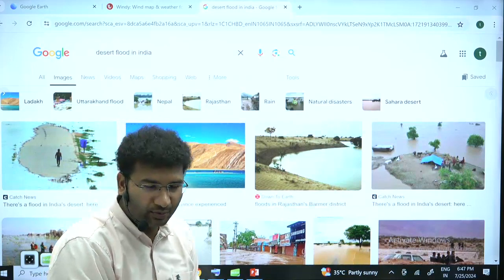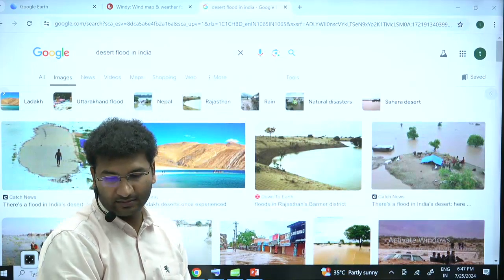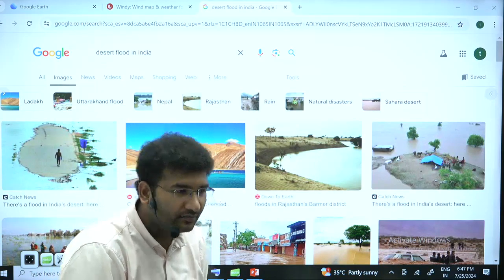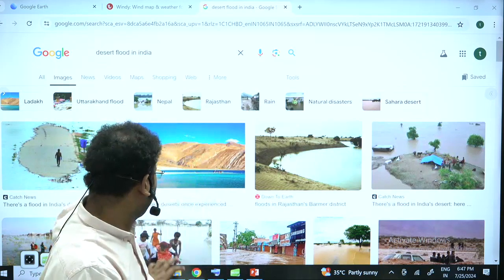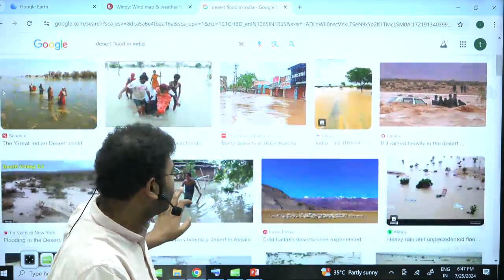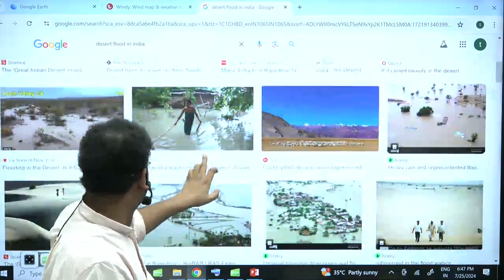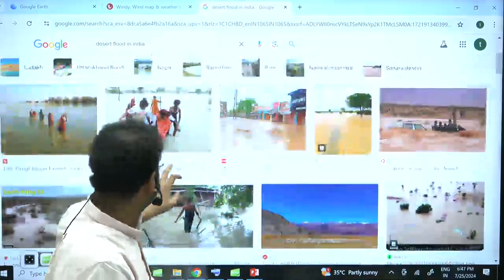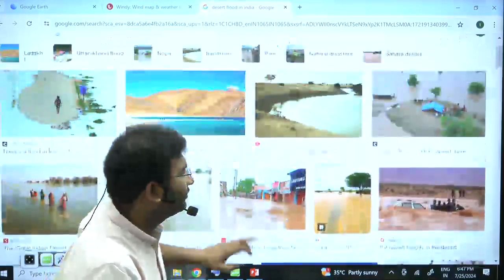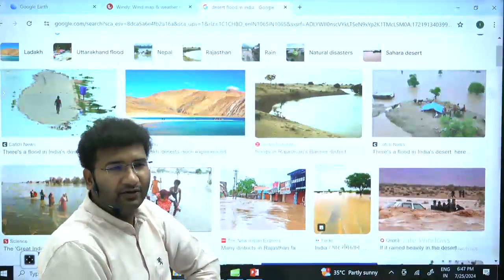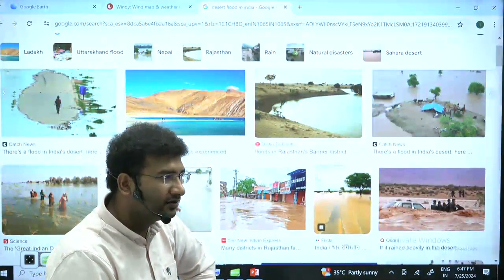These soils are poor and contain little humus or organic matter. Have you heard of desert flooding? Floods in the deserts?